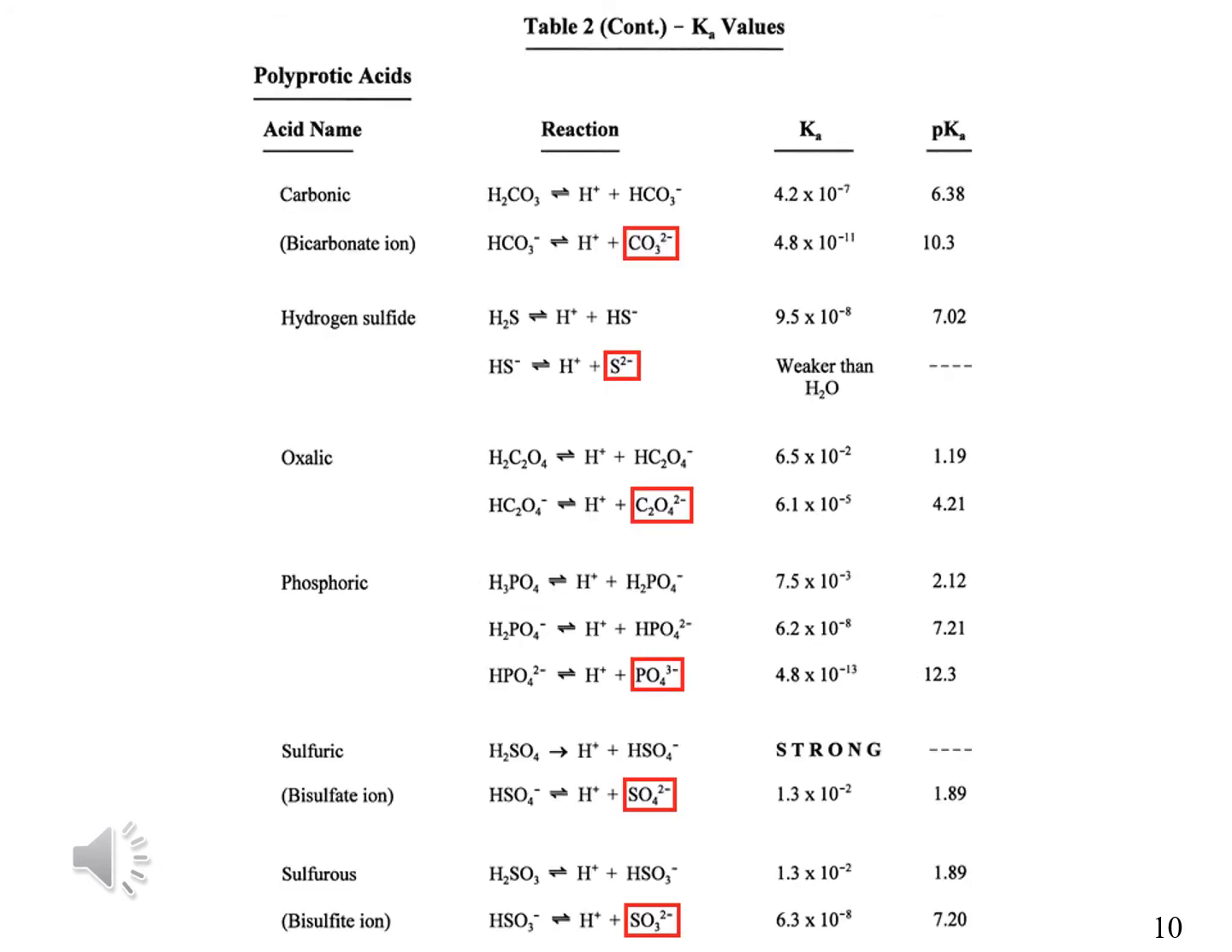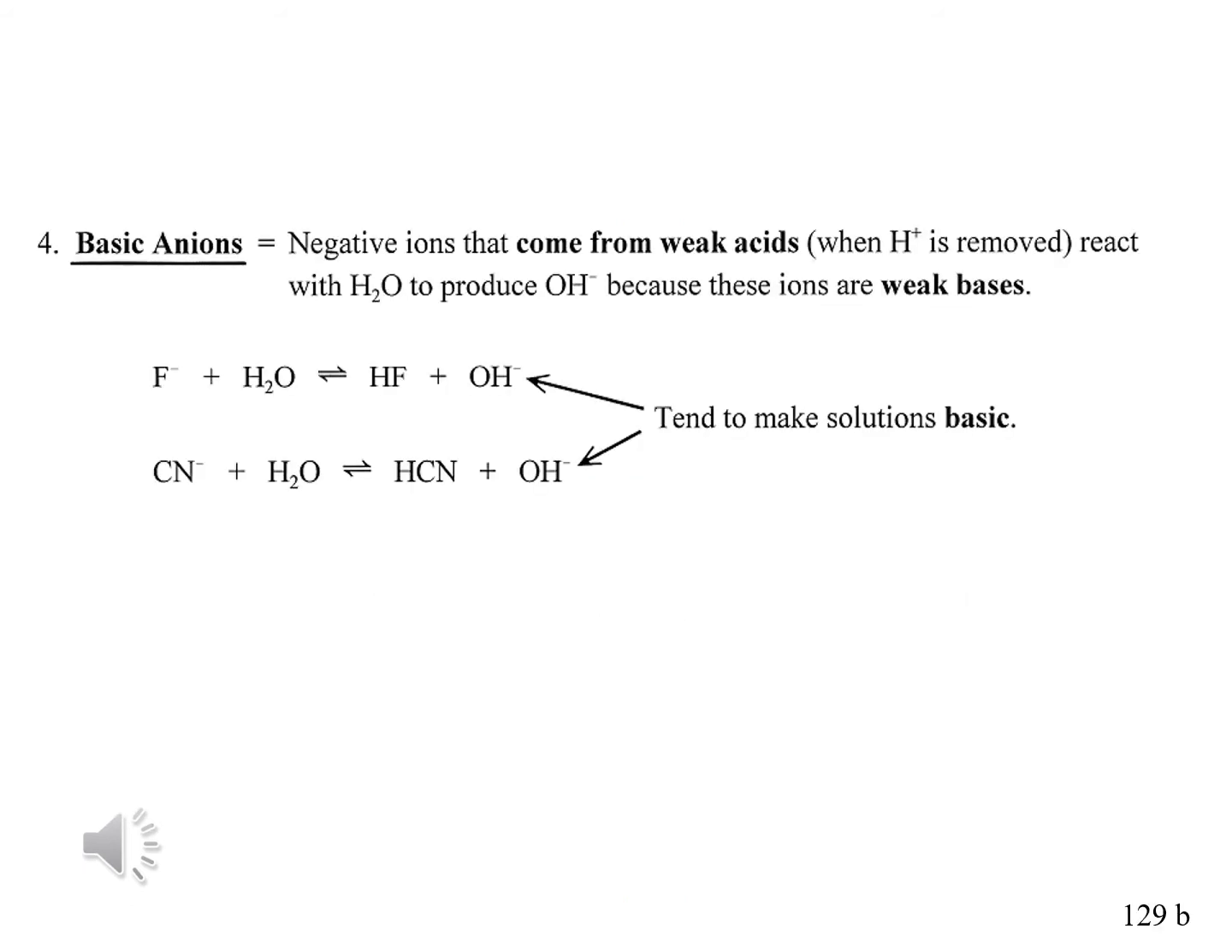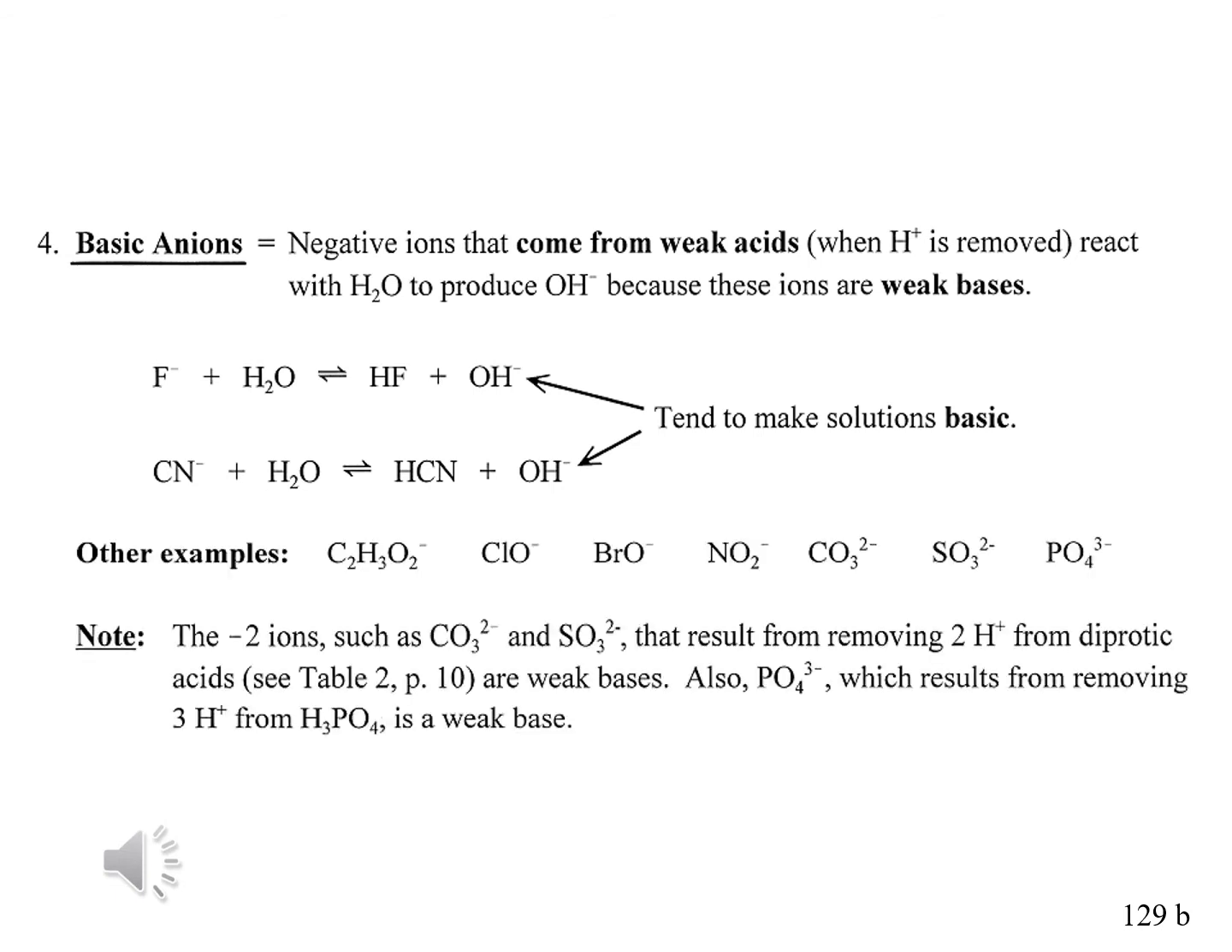They also include the -2 and -3 ions that don't have any H's still attached to them in the polyprotic acids. As I showed here, which we already talked about last class, the reason these are bases is because they pull an H off of water partially to produce OH. I listed some of these from the table. These are not the only ones. All the ones that you can find on the right of the arrows in the table are basic.